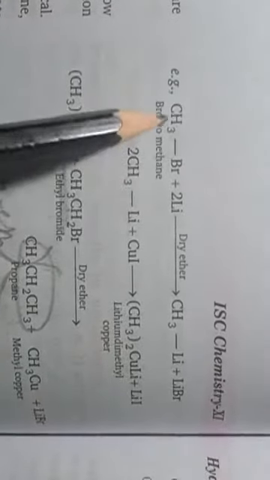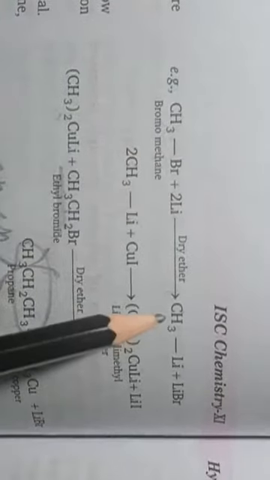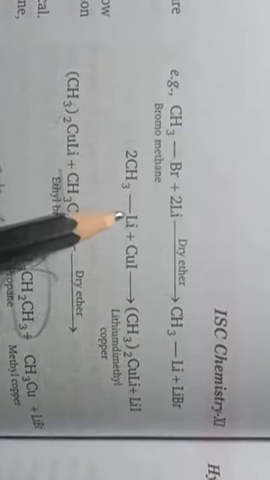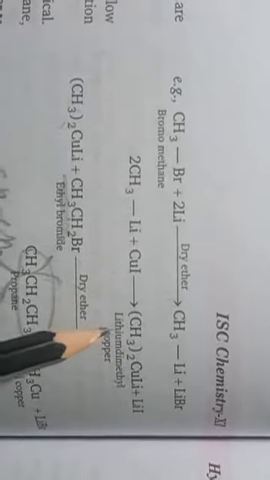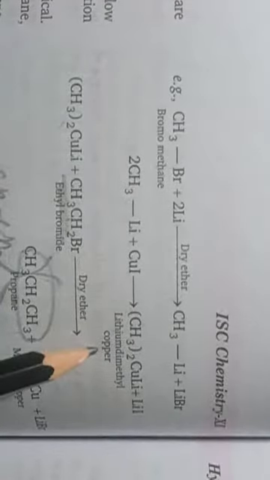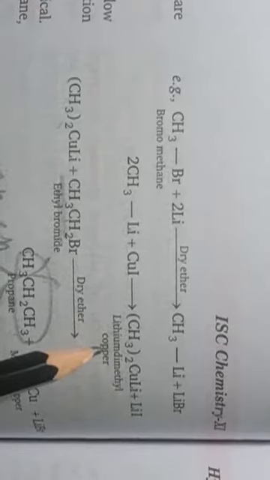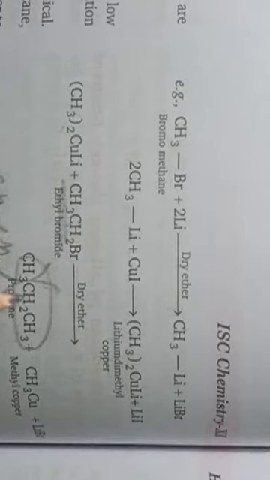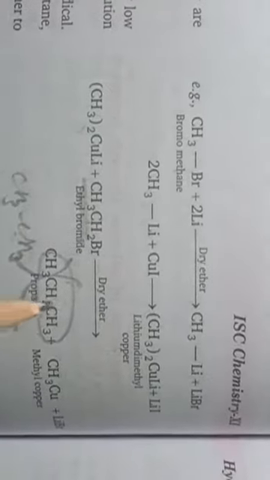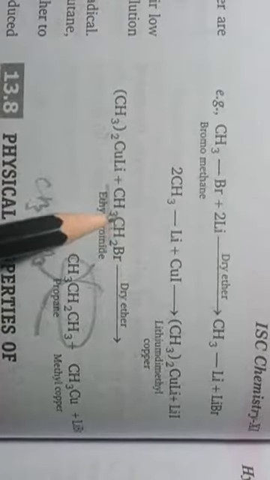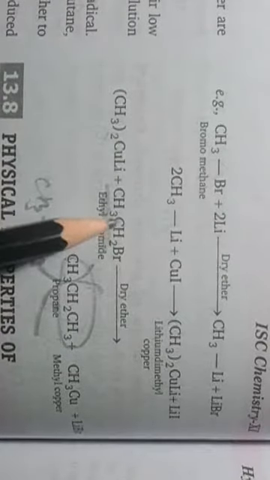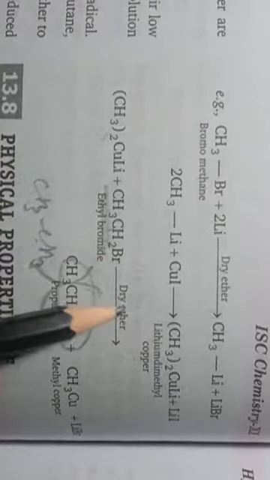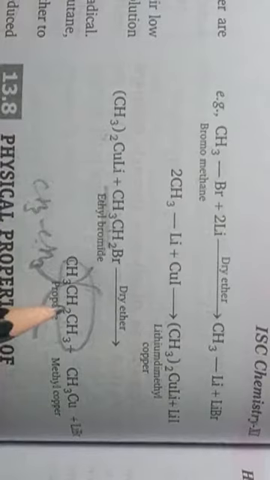Okay, so first methyl bromide with lithium is converted into methyl lithium, and this methyl lithium with cuprous iodide forms lithium dimethyl copper. This lithium dimethyl copper is reacted with ethyl bromide. Why ethyl bromide? Because we want to prepare propane. If we want to prepare butane, then we have to use propyl bromide here, and accordingly. Okay, so in the presence of dry ether, propane is formed.